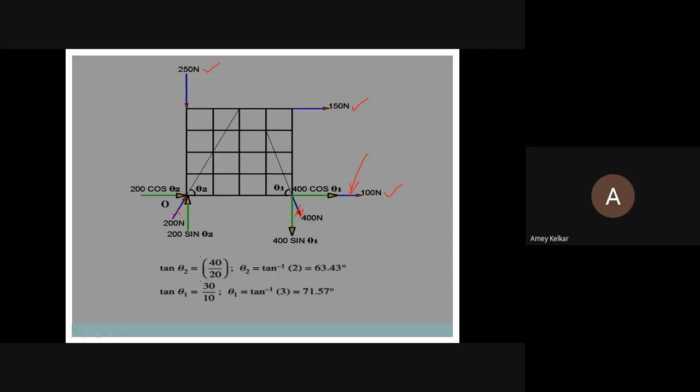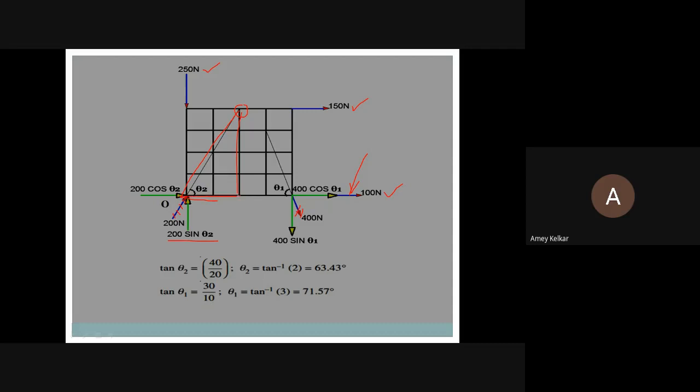Similarly, here this 200 force which is going inside is resolved into two components, 200 cos theta 2 and 200 sin theta 2. Now, the important thing in this example is that theta 1 and theta 2 we have to find out. Now, theta 2 is here. The point of origin is going up to this. So the triangle which we will be referring to is this particular triangle.